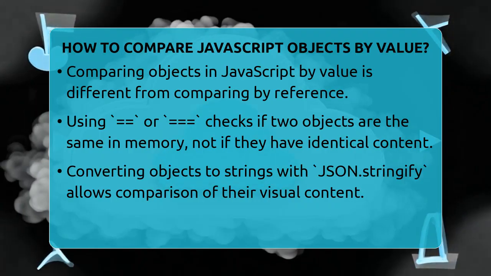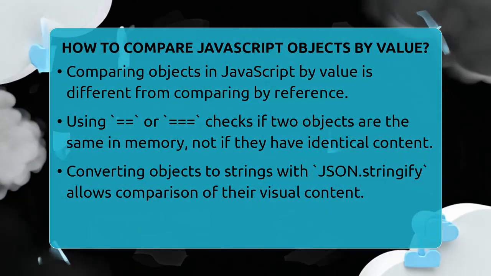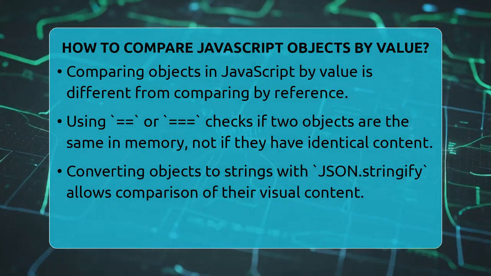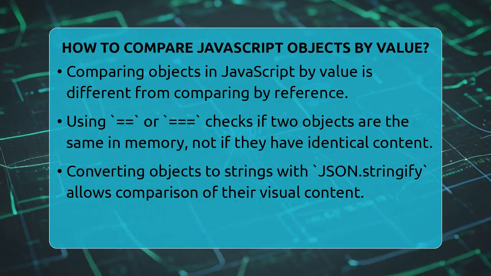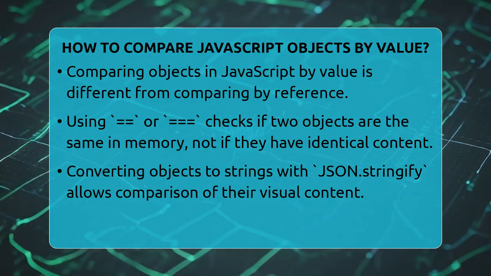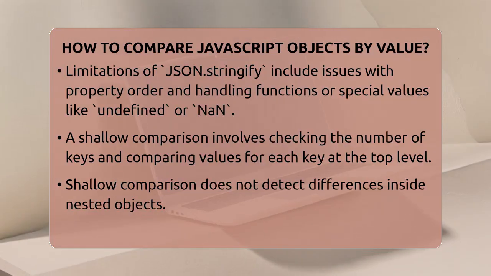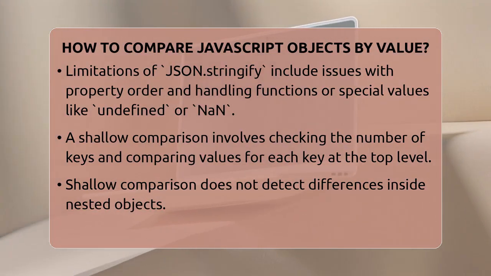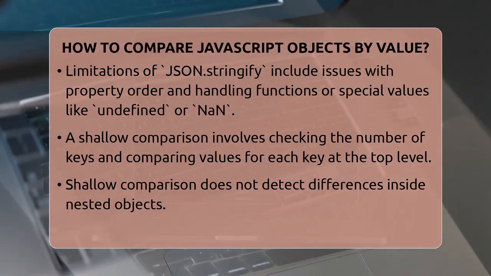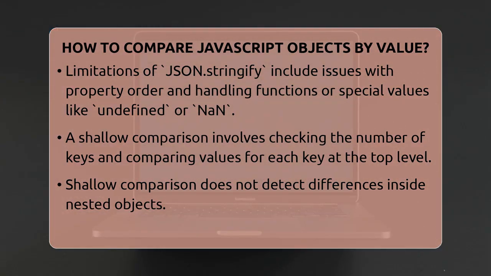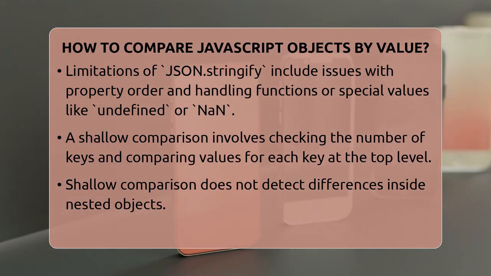One simple way is to turn both objects into strings using JSON.stringify. Think of it like taking a snapshot of each object and comparing those snapshots. If the snapshots match, the objects are equal. For example, if you have two objects with the same name and age, converting them to JSON strings and comparing those strings will tell you if they are the same.